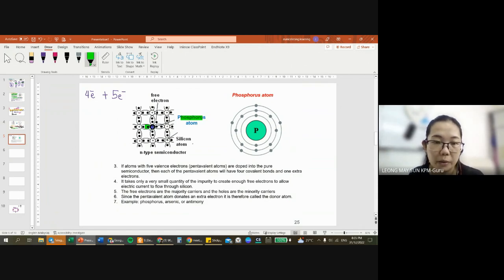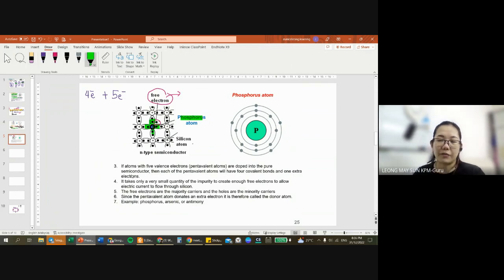So that's 1 covalent bond, 2 covalent bonds, 3 covalent bonds, and 4 covalent bonds with the silicon. So the fifth electron, which is over here, is not bonded to any other structure. It's not bonded to any other phosphorus atom. So this electron now becomes a free electron, free to move throughout the whole structure. These free electrons will be the ones that increase the conductivity of the silicon.